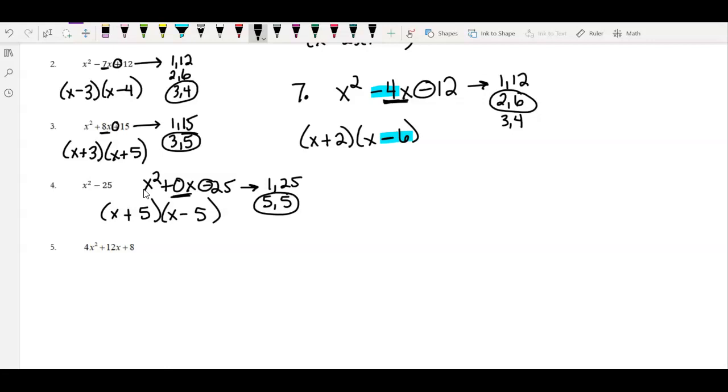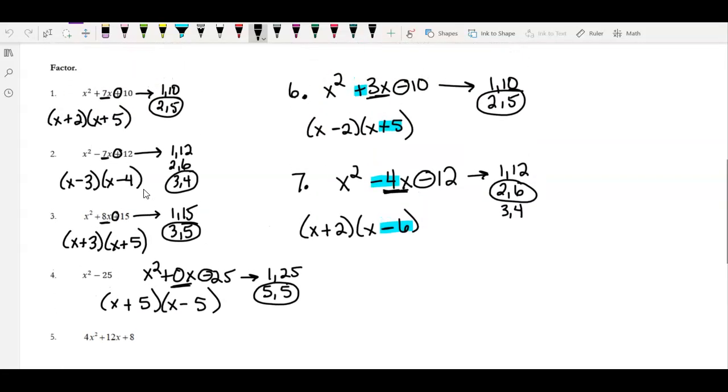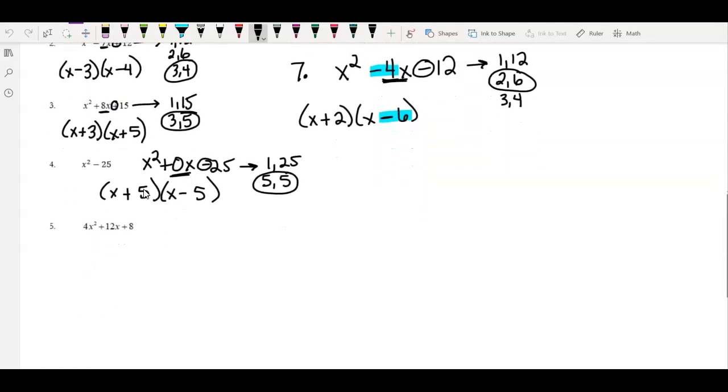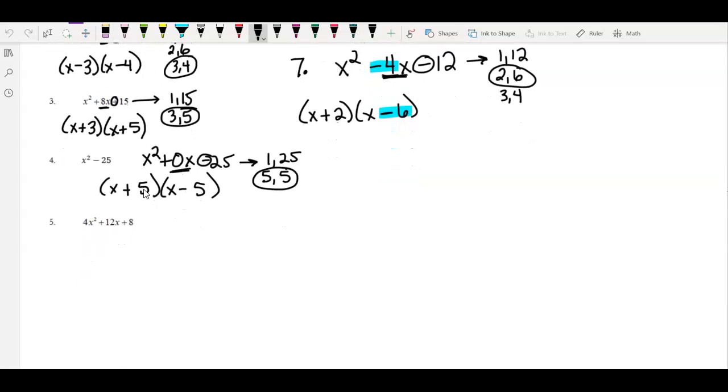Okay. Last problem we're going to do is this one, number 5. Kind of went out of order, but that's okay. I didn't talk about all of these, but it's because there was nothing in front of x squared, right? So there was nothing I could do. But here there is something in front of x squared. And so what I do first is I look, can that number go into the other numbers? So can I divide 4 by 4, 12 by 4, and 8 by 4 and get whole numbers? And I can. So that I'm going to take out first.